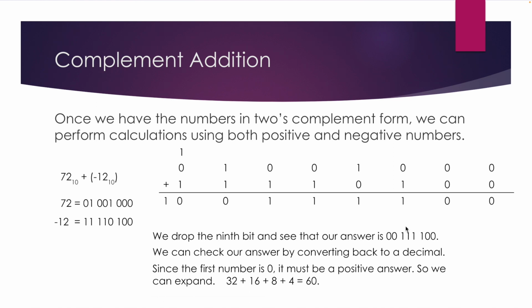And we can always check by converting back to a decimal. And so we know our answer is positive, and we're going to do 32 plus 16 plus 8 plus 4, and we get back to 60, which is the correct answer of 72 plus negative 12. So we can always check by converting back to a decimal number as well.